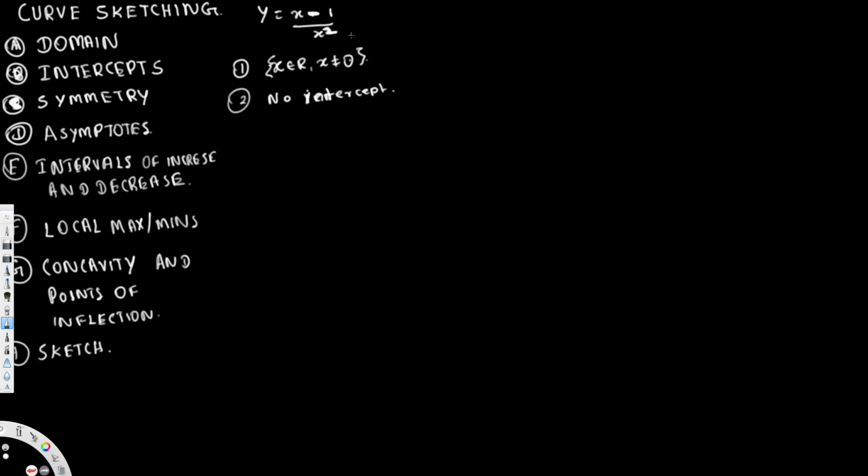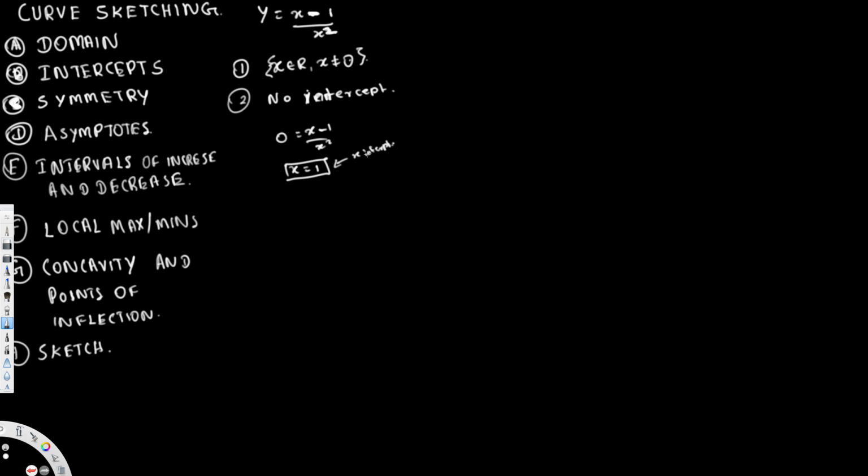The x-intercepts are basically when y is equal to 0. So if I set y equal to 0, this x square goes to the other side, multiplies, and becomes 0. Let's write this to make it clear: x minus 1 over x square. The denominator you don't have to worry about, because if you bring it to the other side, it multiplies and becomes 0. Therefore x minus 1 equals 0, therefore x is equal to 1. That's our x-intercept.